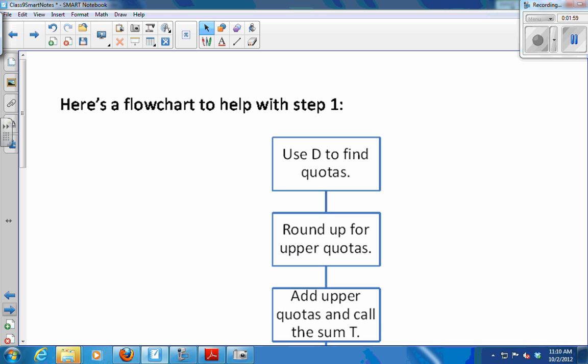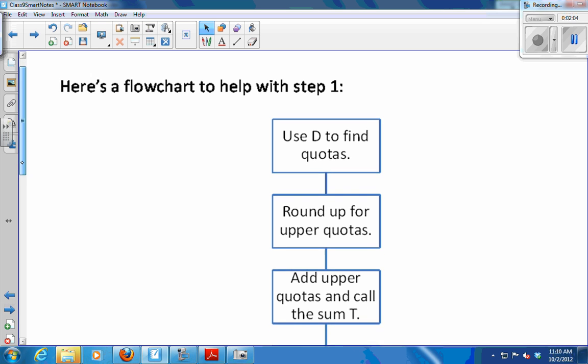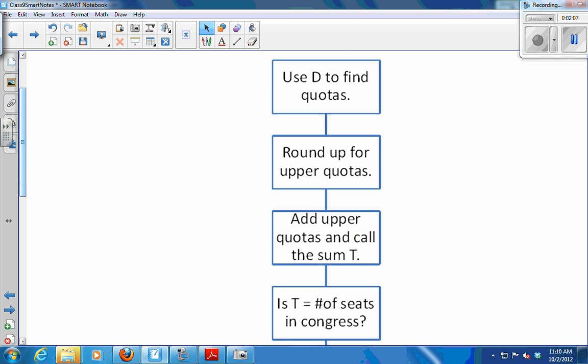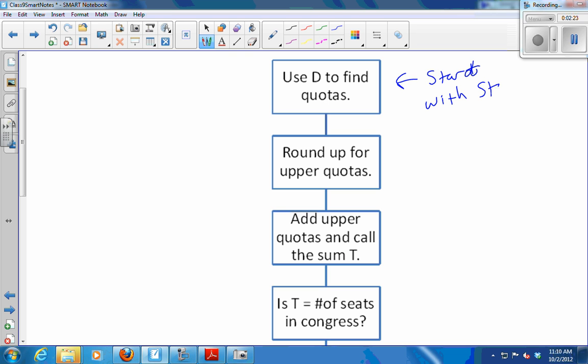The hard part is step one, finding the divisor D. Same flowchart we used for Jefferson's. Start with a D. We start with the standard divisor, where you take the total population and divide by the number of seats. That gives you the standard divisor. So start with the standard divisor. Total population divided by number of seats. So that's a good place to start.